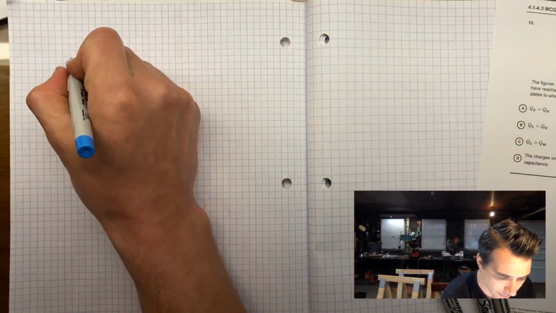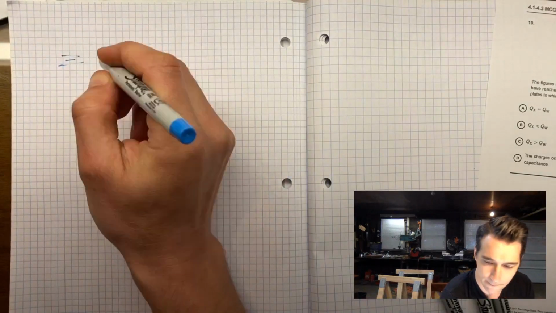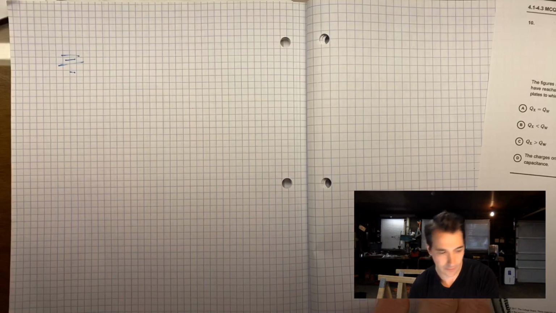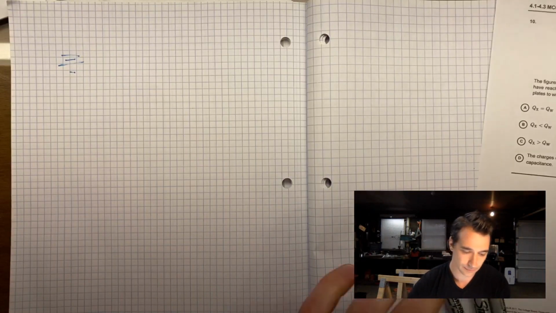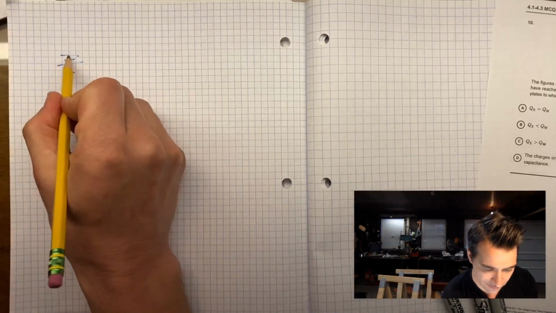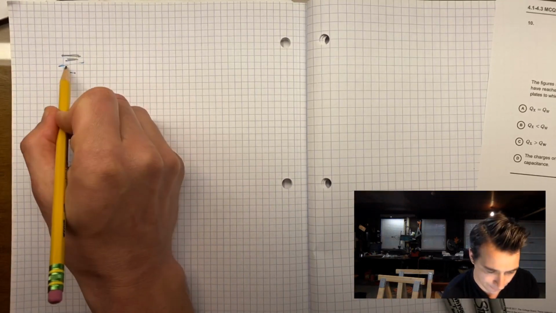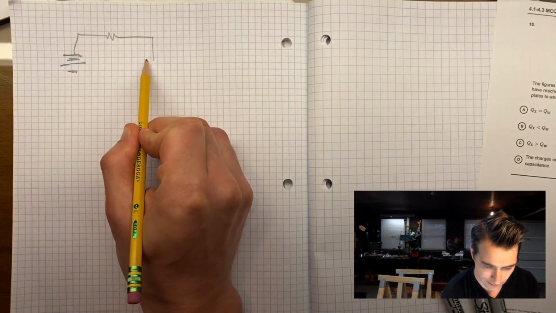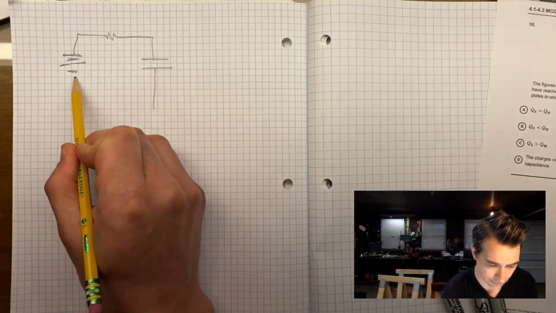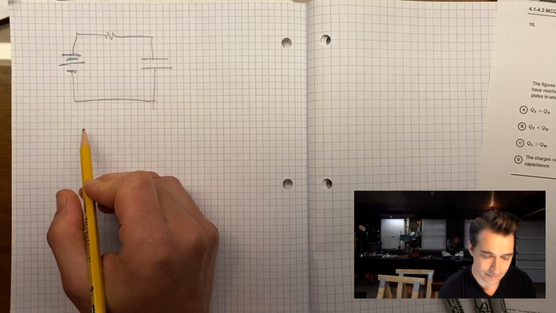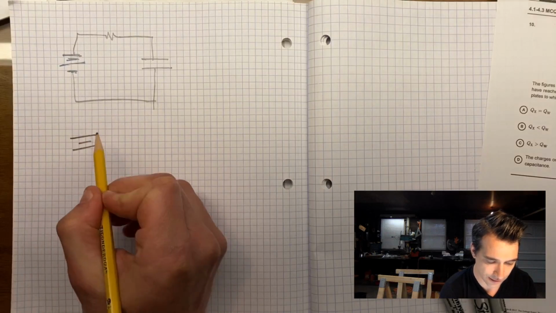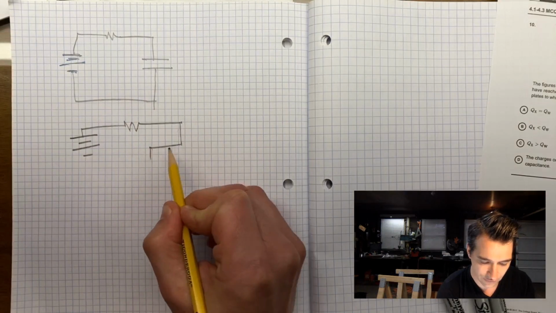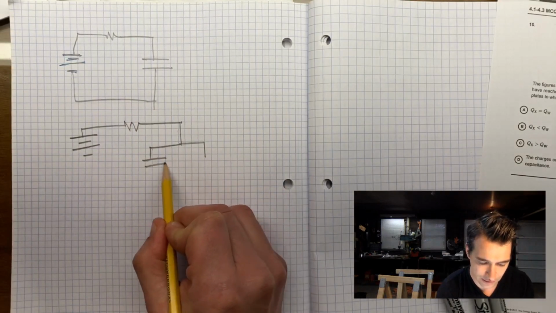Basically, we have a battery. Let's change color, sorry about that. Okay, so we have our battery, and then one resistor and a capacitor, and a second battery, a second whole circuit. Also one resistor, but in this circuit we have parallel capacitors.